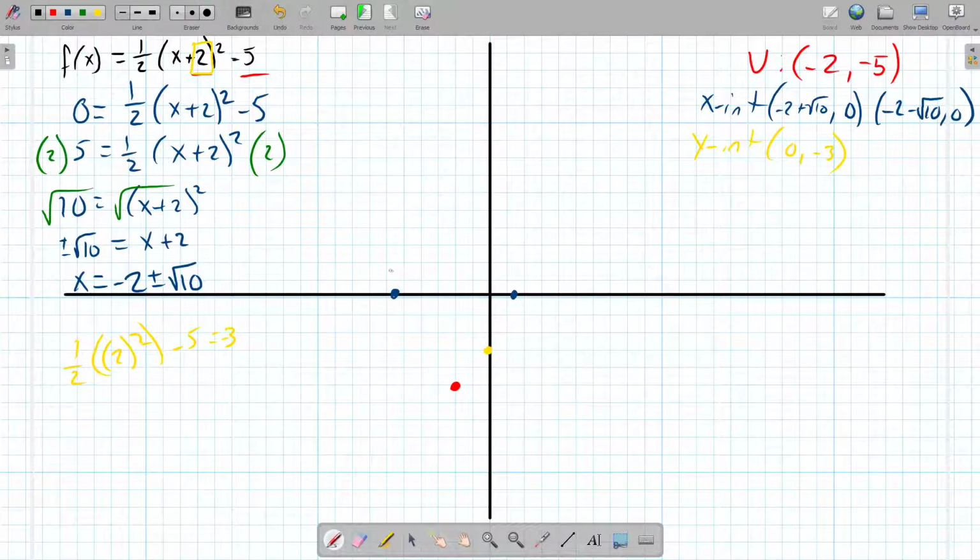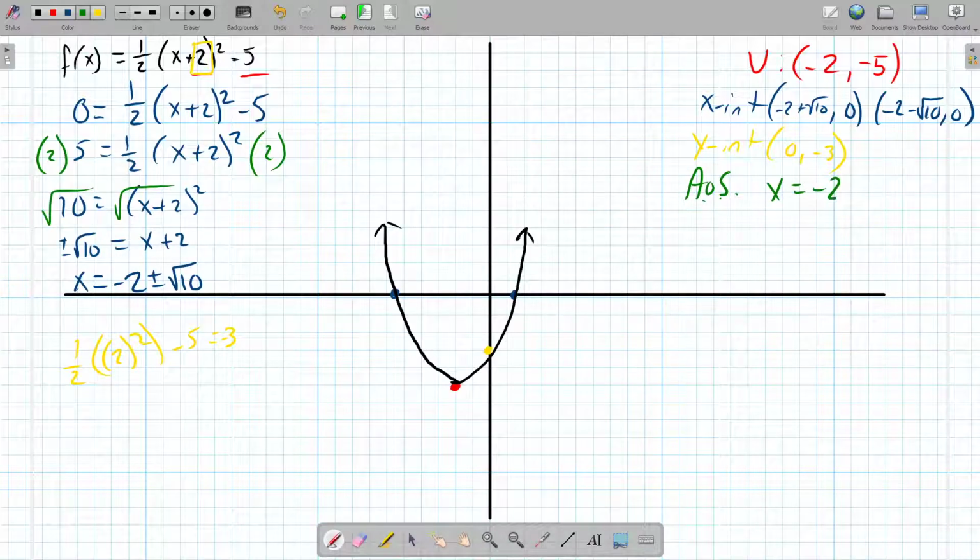Let's go ahead and try to connect these dots. Okay, we just have a couple things left that we need to label. We have an axis of symmetry, our vertical line that goes through the vertex. So the axis of symmetry is x equals the x value of our vertex, negative 2.